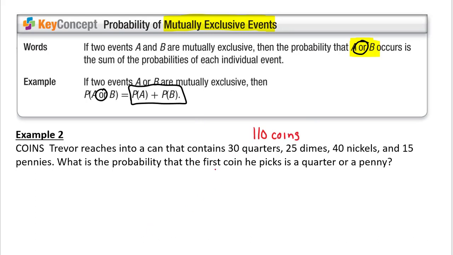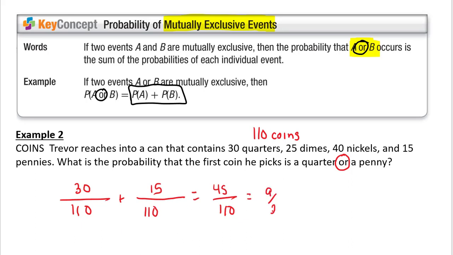Okay. Probability the first coin he picks is a quarter or a penny. So that "or," again, tells you I'm going to be adding. So you do the probability of your quarter, which is 30 over 110, plus a penny. A quarter can't be a penny, so that's why these are mutually exclusive. I add these together, I get 45 over 110. Notice how I didn't reduce my fractions, because it becomes easier for me to add, and then I reduce from there.